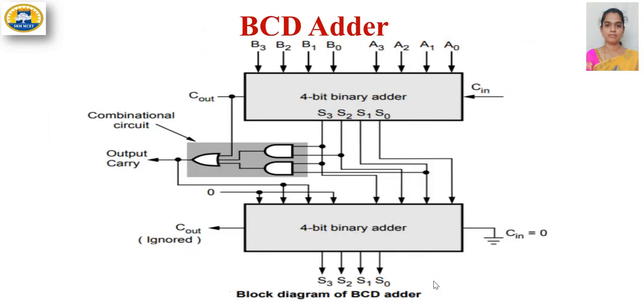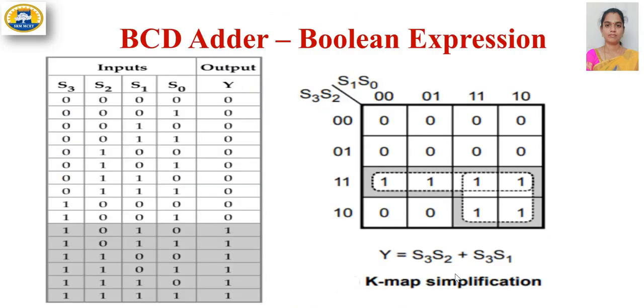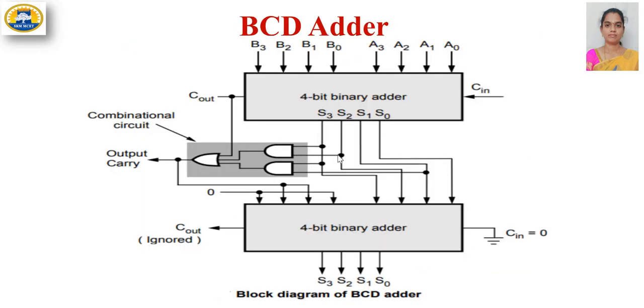Here is the block diagram of the BCD adder. The BCD adder first consists of a 4-bit binary adder. Here in this 4-bit binary adder, it adds two 4-bit binary numbers. Second, it needs a combinational logic circuit that detects whether the result from the binary adder exceeds 9. For that, we have derived the expression using K-map, that is Y is equal to S3 S2 plus S3 S1. Here is the logic diagram: S3 into S2 is performed by using an AND gate.